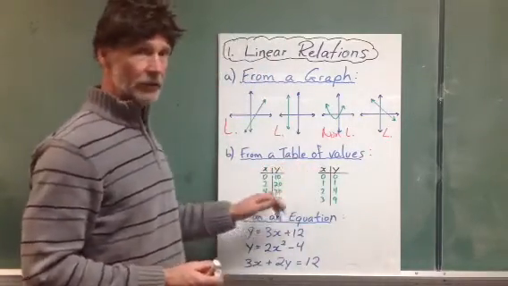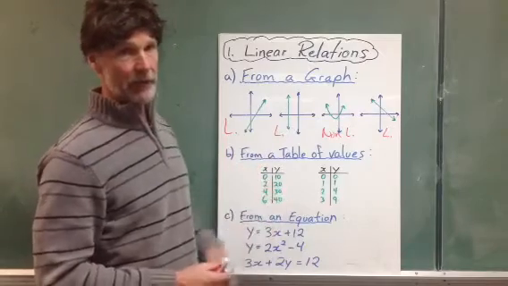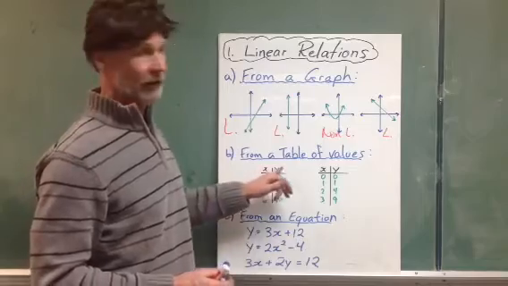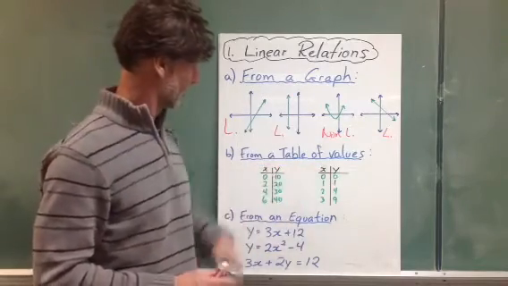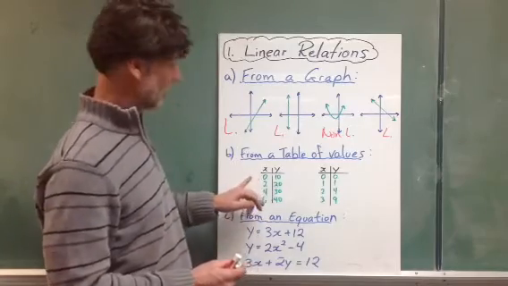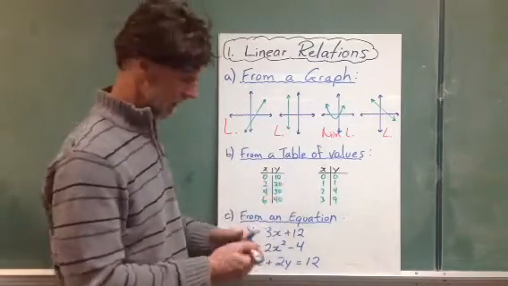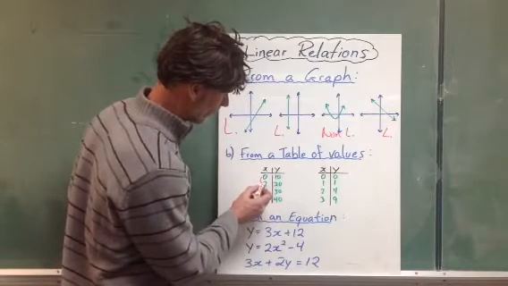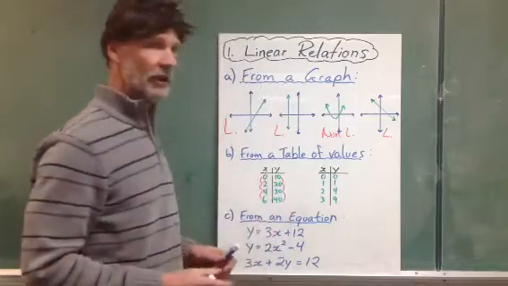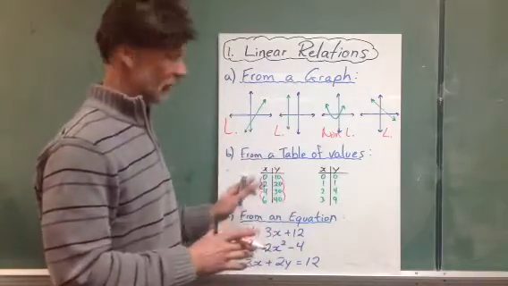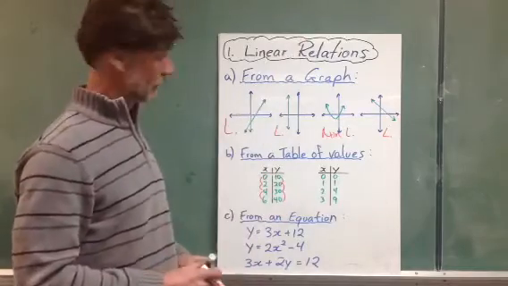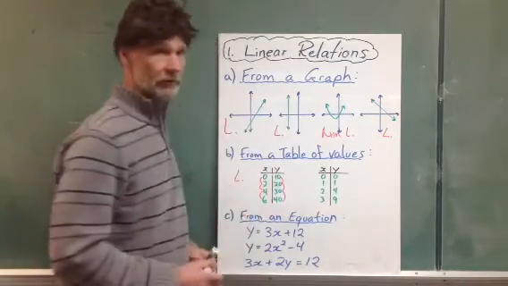From a table of values, we have to look at the values that we have for the independent and dependent variables. In this case I used x and y, but of course it could be any variables in these places. So if I look at the rates of change, or how much each side goes up by: this goes up by 2, 2, 2. This goes up by 10, 10, 10. Because that rate of change is constant on both sides, that's going to make a straight line graph if I was to graph it. Therefore, that is linear.